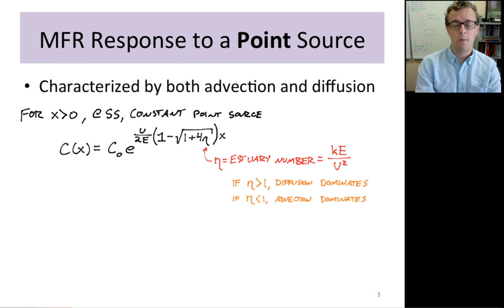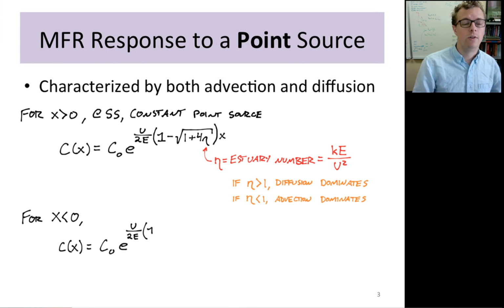In your textbook, Chapra gives you some advice about when you could ignore one or the other. And so, for example, how little diffusion is meaningful before we just use a plug flow reactor. And if I remember correctly, he uses 10 and 0.1 as the thresholds. So if your estuary number is greater than 10, treat it like it's a diffusion-only problem. If it's less than 0.1, treat it like it's an advection-only or a plug flow reactor problem.